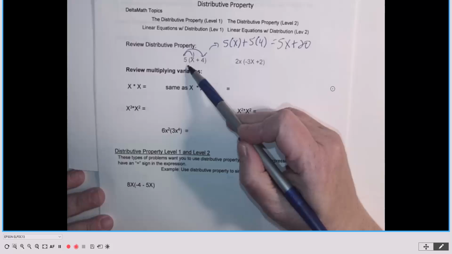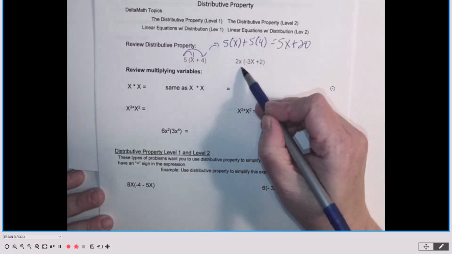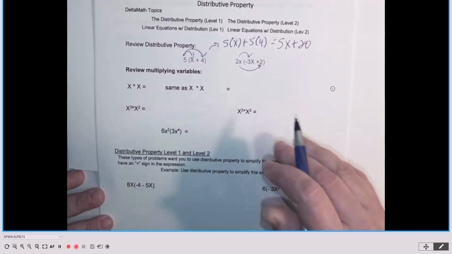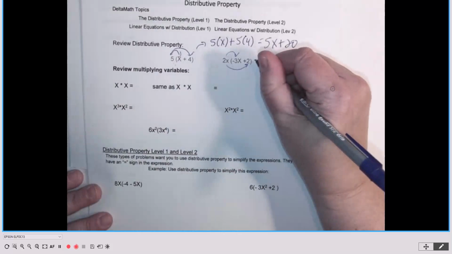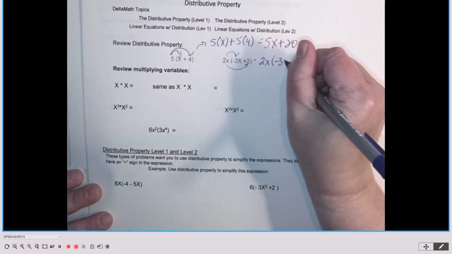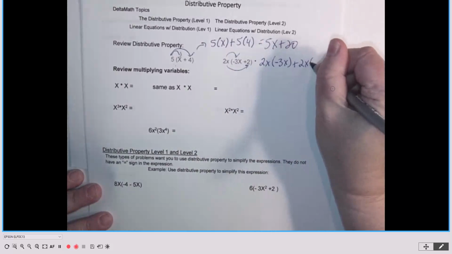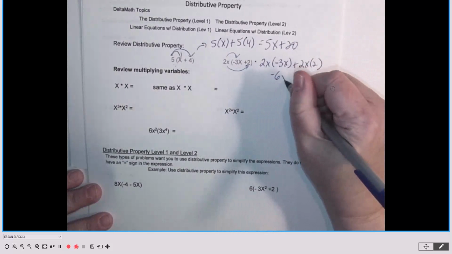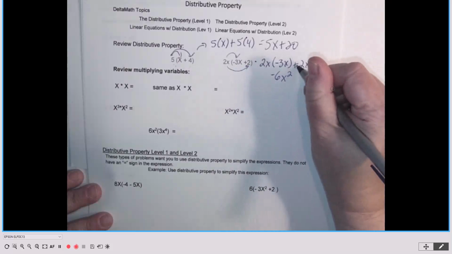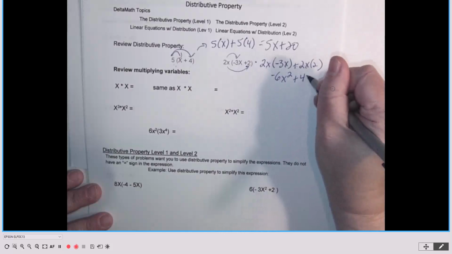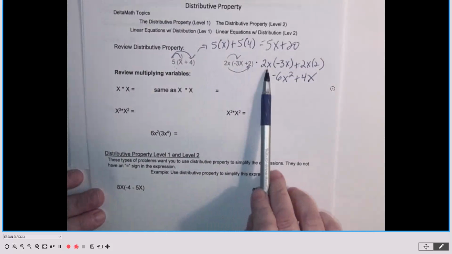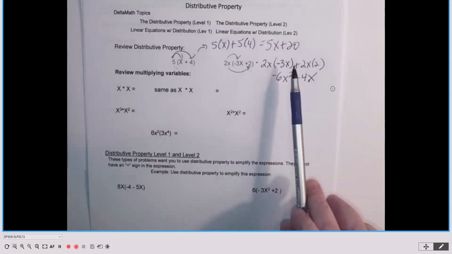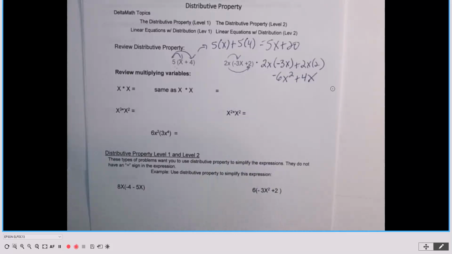Now this was a whole number that lived outside the parentheses, and in this one, 2x is multiplying a negative 3x, and 2x is also multiplying a 2. So let's distribute that. We have 2x times a negative 3x plus 2x times 2. 2 times a negative 3 is a negative 6, x times x is x squared, plus 2x times 2 becomes 4x. So that's distributing the information. There are going to be many problems in this module where you're going to be doing distribution, so make sure you know this technique very well.